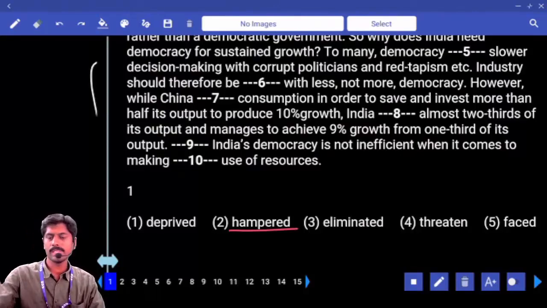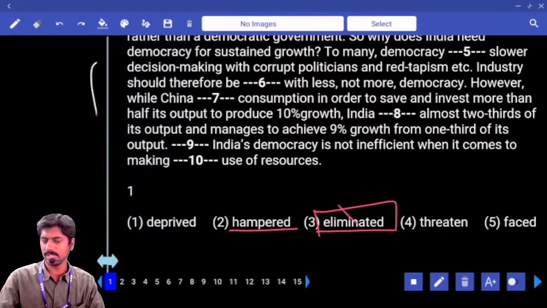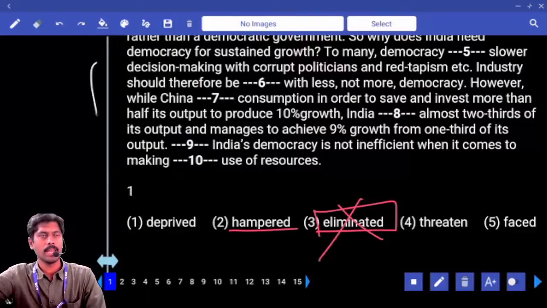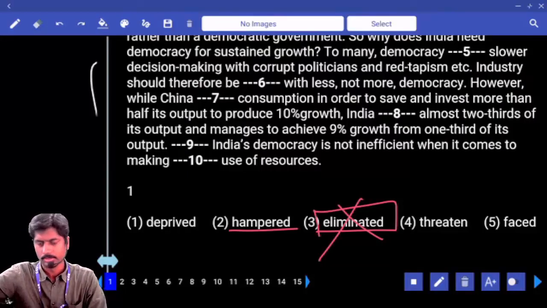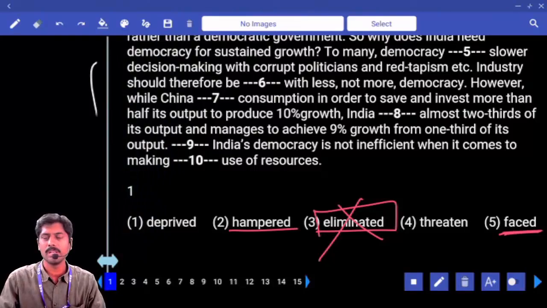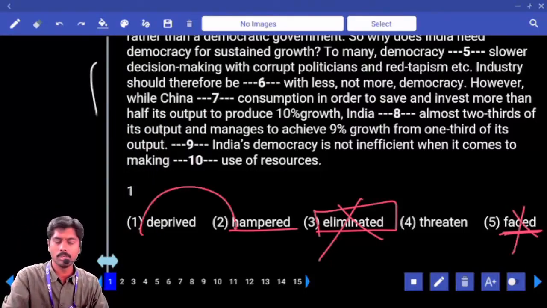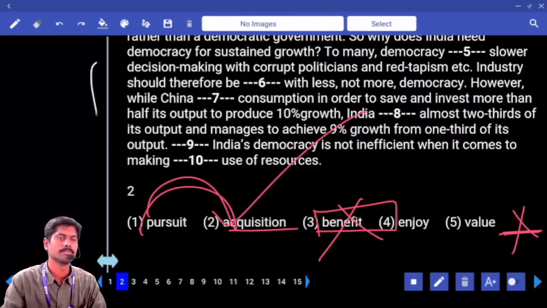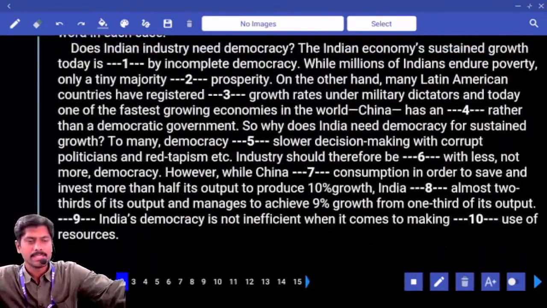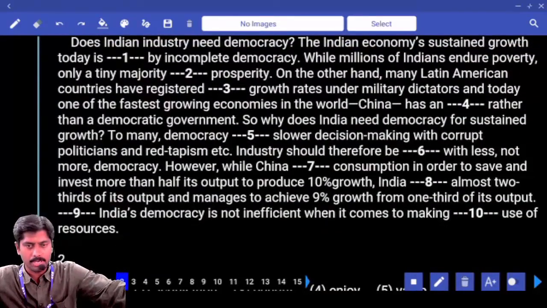Okay. Growth is eliminated. Can you eliminate the growth? It is not a person to eliminate. Eliminate means completely remove. Growth will be there, either more or less. But you can't say growth can be eliminated. Growth is sustained. India's sustained growth is faced by democracy. Democracy is not a human being to face. So the answer is 1 or 2. Second option, hampered. It is hampered, meaning prevented by incomplete democracy.